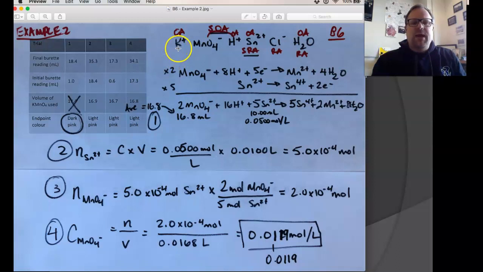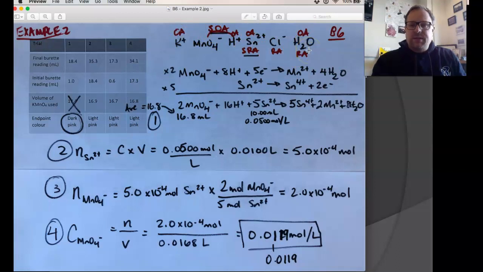We had potassium permanganate, which dissociated into potassium ions and permanganate ions. We had acidified tin chloride. So there's my acid, and there's my tin chloride, which dissociated, and then my water, because these are solutions that we're dealing with. Then in red, I listed OAs and RAs. So OA, OA, OA, OA, RA, RA, RA, OA, RA.